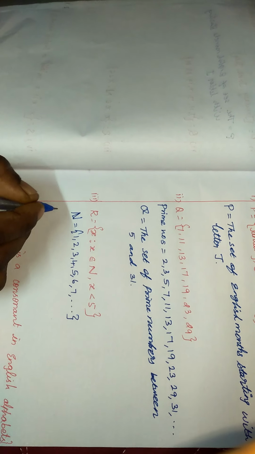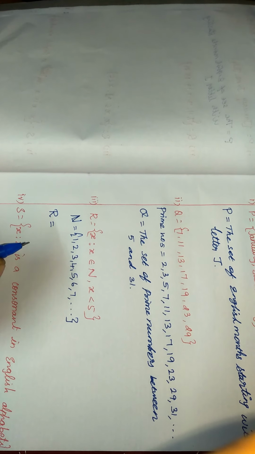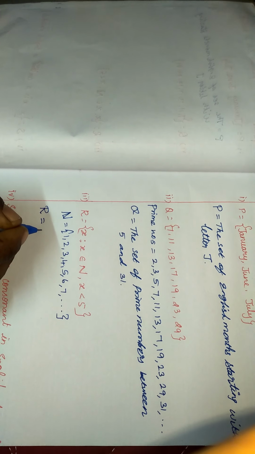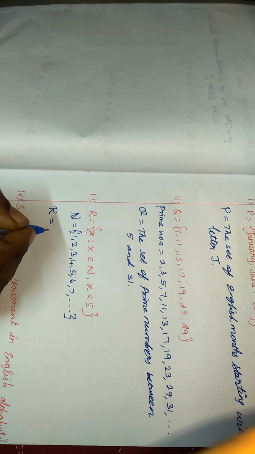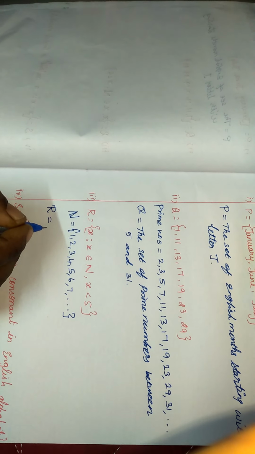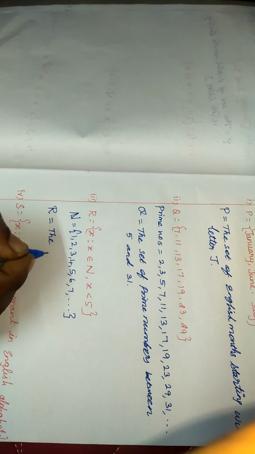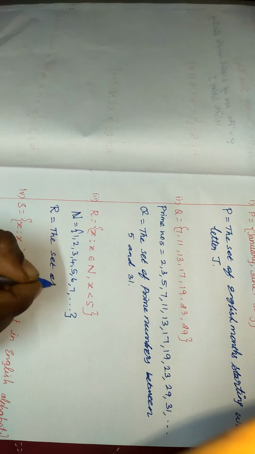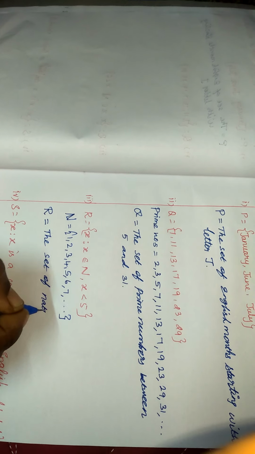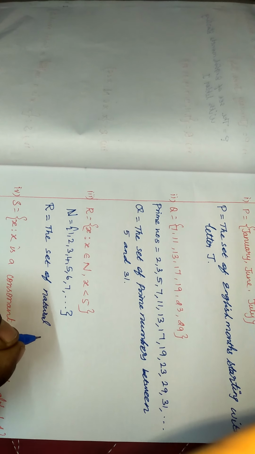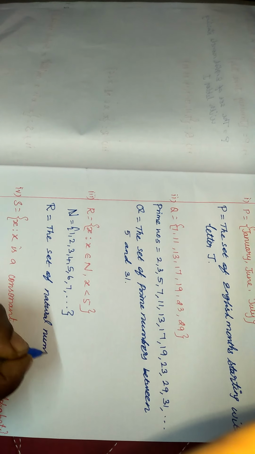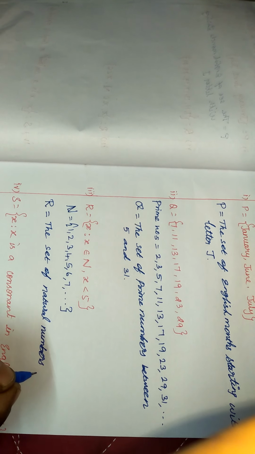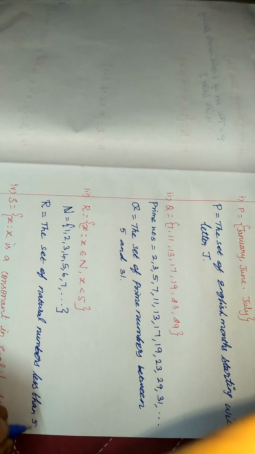So the descriptive form of R is equal to the set of natural numbers less than 5.